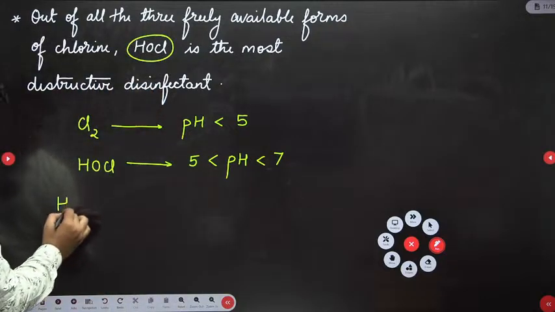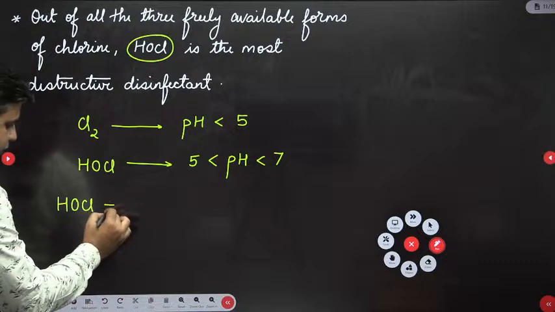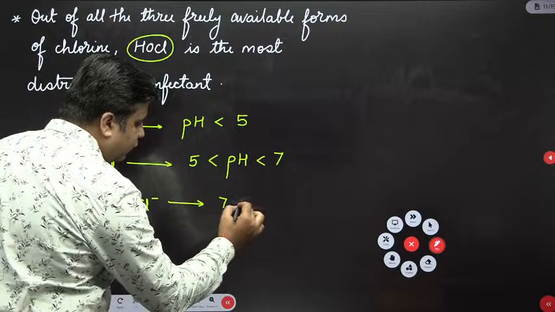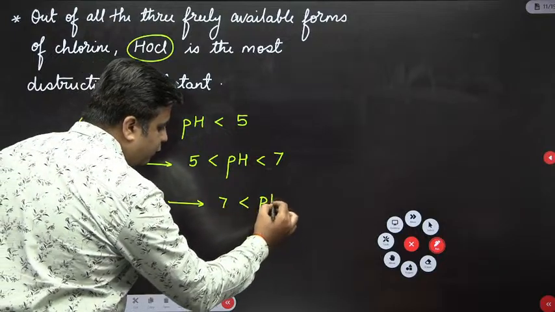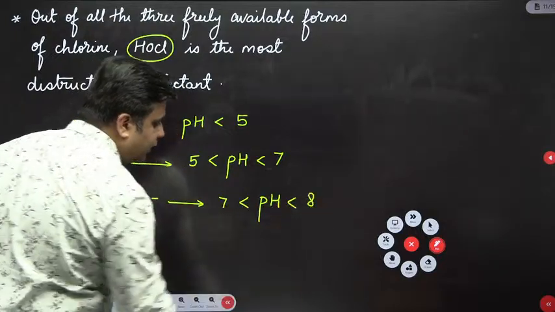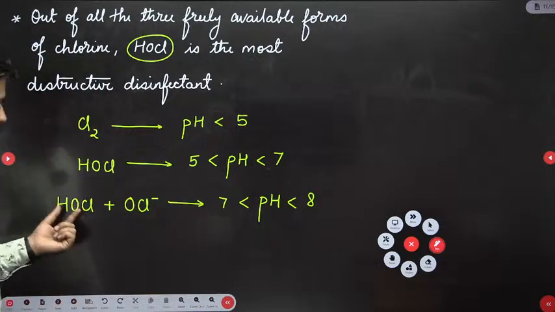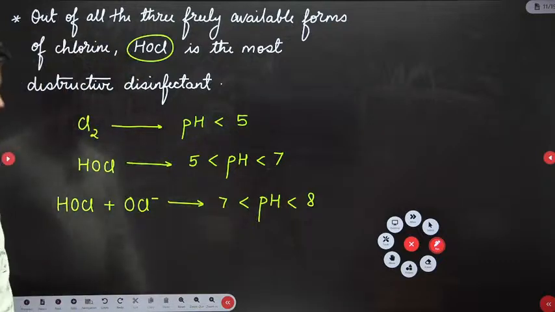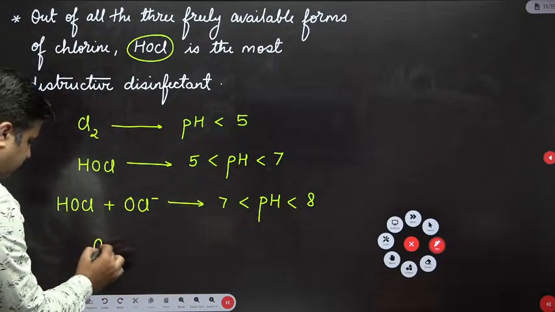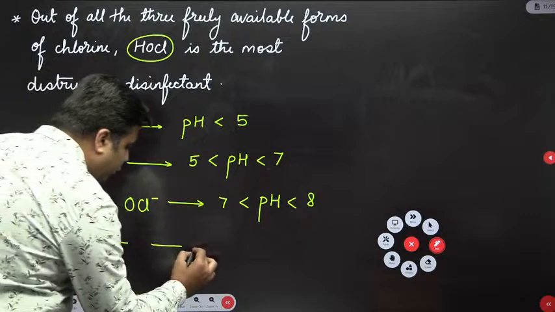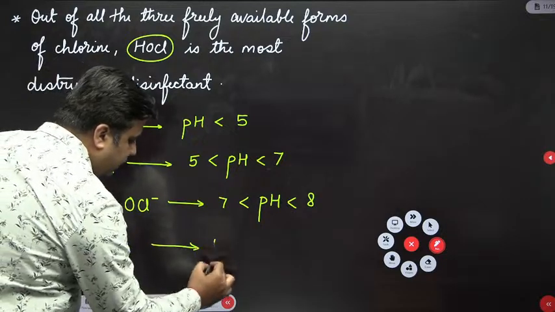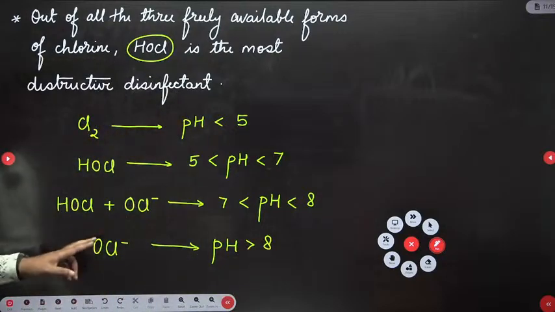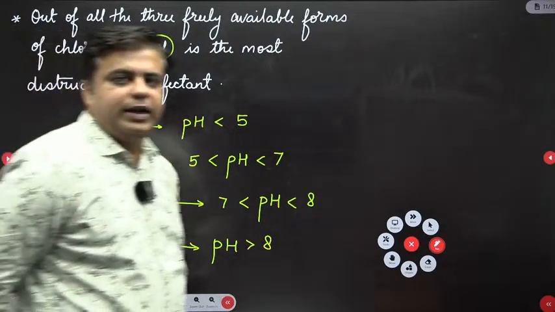You will get a combination of HOCl and OCl minus ions if the pH of the water sample is between 7 and 8. Then hypochlorous acid and hypochlorite ion both will be present in the system. But if the pH of the water sample is more than 8, then hypochlorite ion will be predominating in the system.